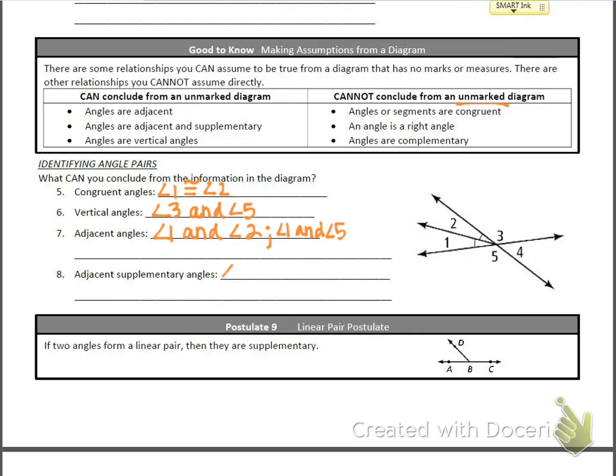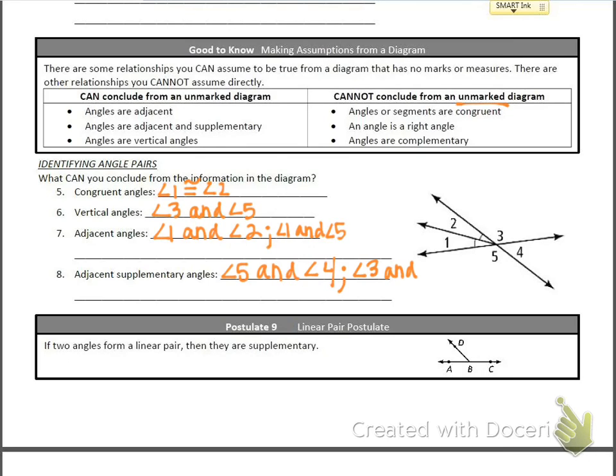5 and 4. Angle 5 and angle 4. Because they are right next to each other, and that's a straight line. There's one more. What's the other one? Adjacent only, so it means only 2 angles. Yeah, 3 and 4 also make up a straight angle.